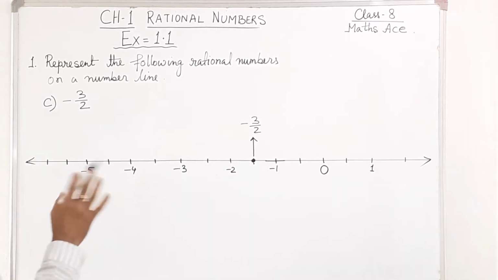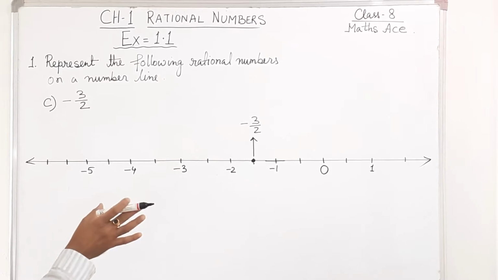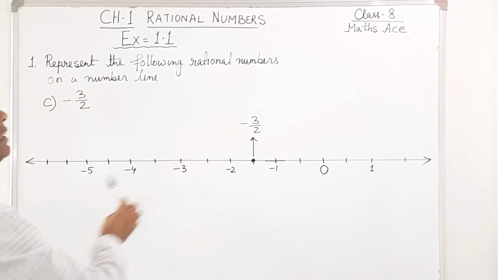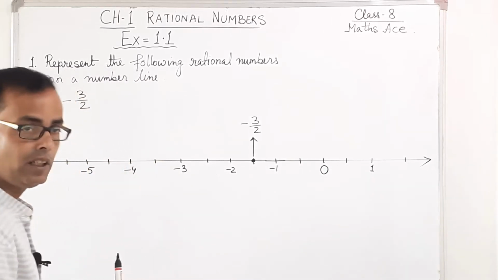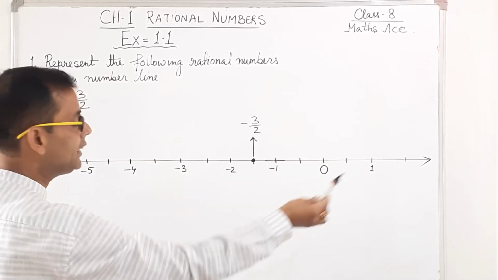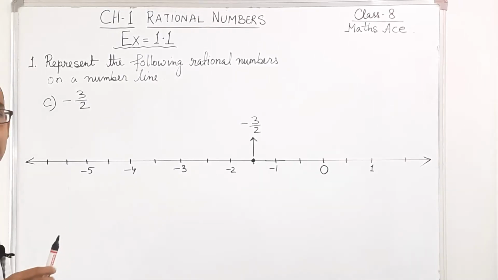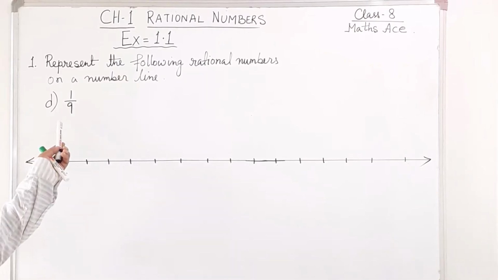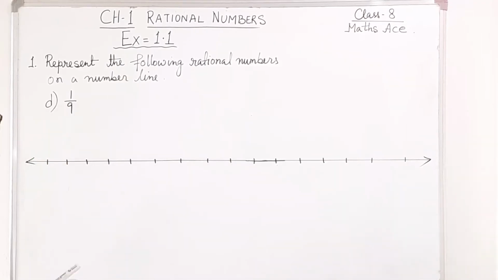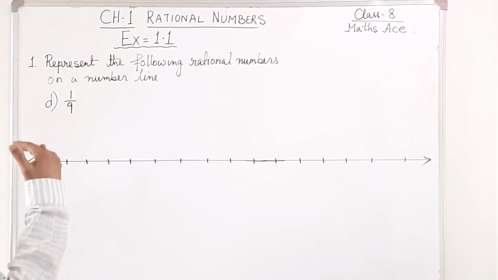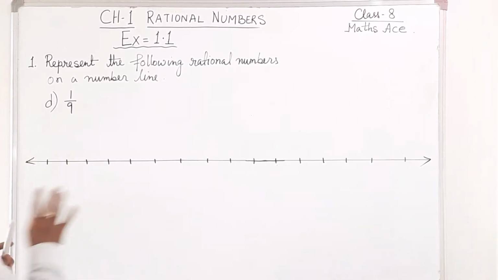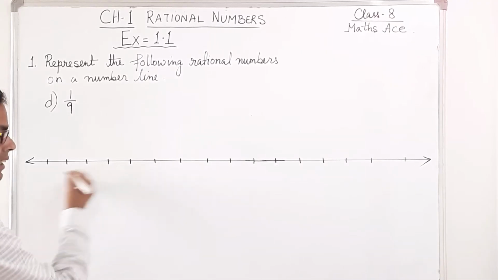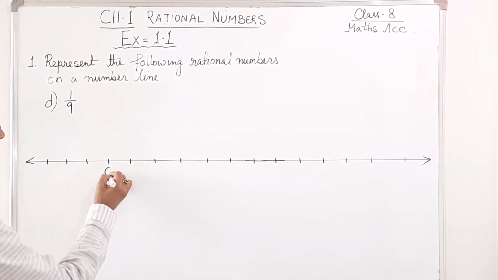Clear? So you have to understand where we will put 0. If the diagram is on the left hand side, let us put 0 on the right hand side. If the diagram is on the right hand side, let us put the 0 on the left hand side. Clear? Now question number 1D, 1 by 9. So it is positive. So the diagram will be on the right hand side. So if the diagram is on the right hand side, I told you 0 we will write on the left hand side, a little bit left. So I can write here 0.